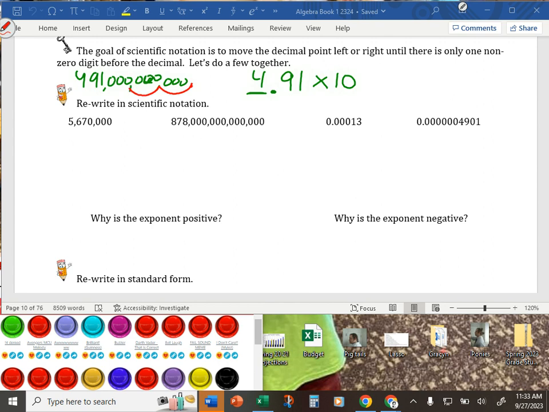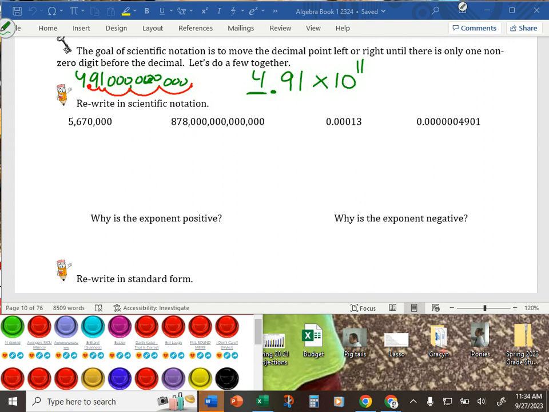3, 6, 9, 10, 11. 11 moves to get to where it rests now. Which means, how many times would we have to move it to get back to 491 billion? 11. Which means we would multiply by 10 11 times, because every time you multiply by 10, it moves over once. So 4.91 times 10 to the 11th power would be 491 billion in scientific notation.